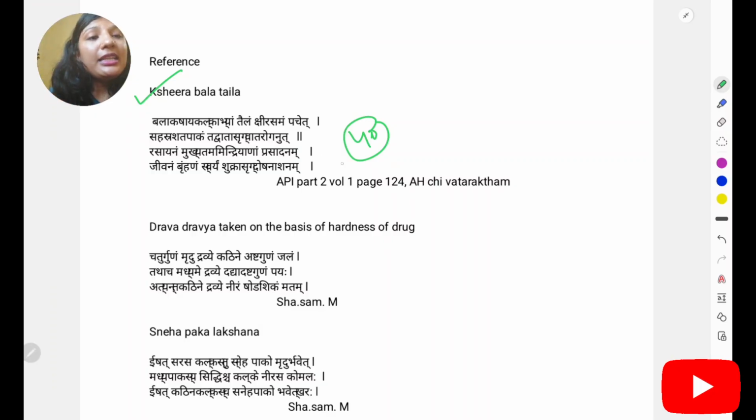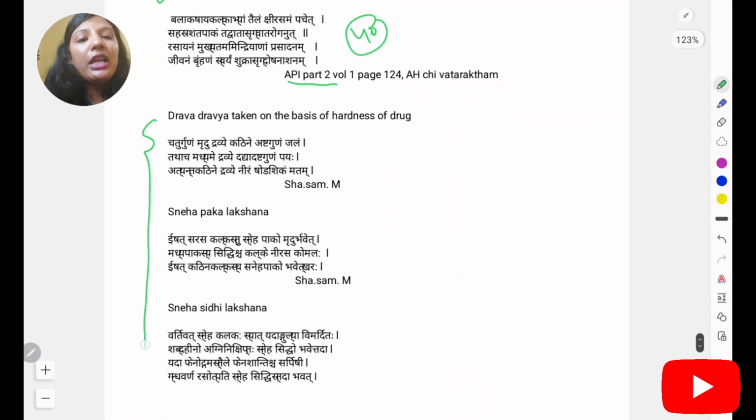So for the Shira Bala Taila, this is the reference from the API part: Bala Kashaya Kalkabhyam Tailam Shiram Pajit, and it's an easy shloka. If you recite it 2 or 3 times and try to remember it again, you can remember it. And after that, this is the thing I am going to tell you. For example, we have a Shira Bala Taila, we have written all the essential things.